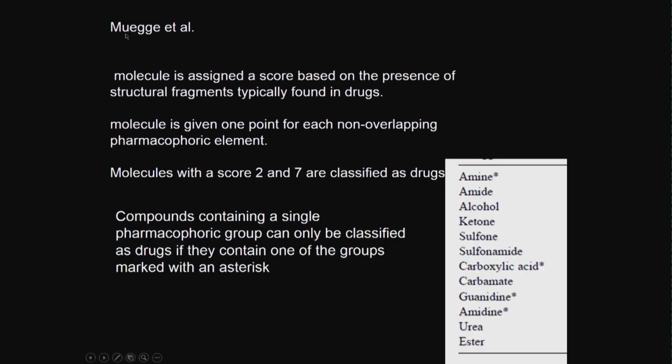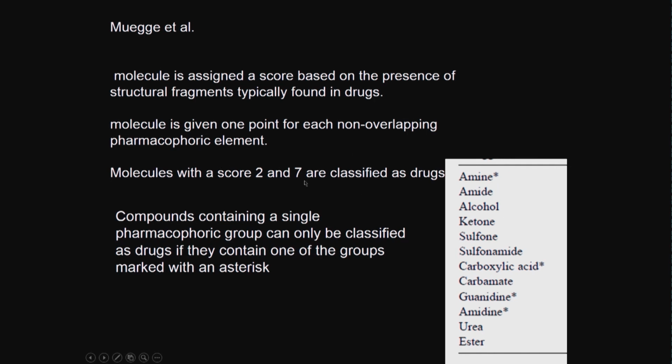Then comes another rule, that is Muegge et al. rule. So what they did was they looked at a molecule and saw whether it had these types of functional groups, amine, amide, alcohol, ketone, sulfone, like that, you know. So they gave a score based on the presence of a structural fragment typically found in drugs. So they say drugs will have only these groups: ester, urea, amidine, guanidine, carbamate, carboxylic acid, sulfonamide, sulfone, ketone, alcohol, amide, amine. So you give 1 point for each non-overlapping pharmacophoric feature. That means if it has got 2 ketone groups, do not give 2 marks, just give 1.